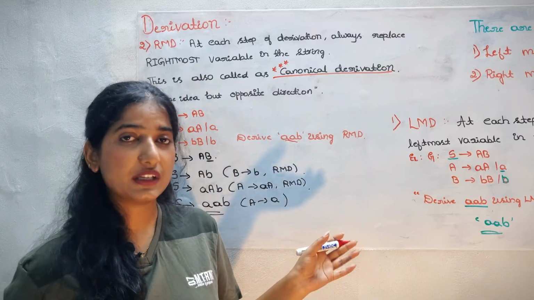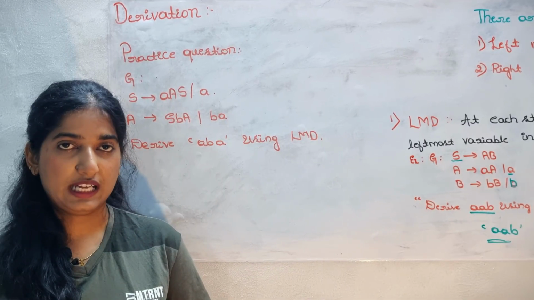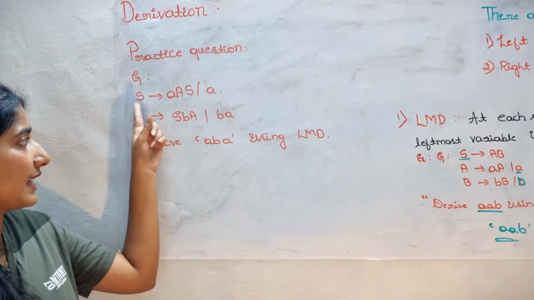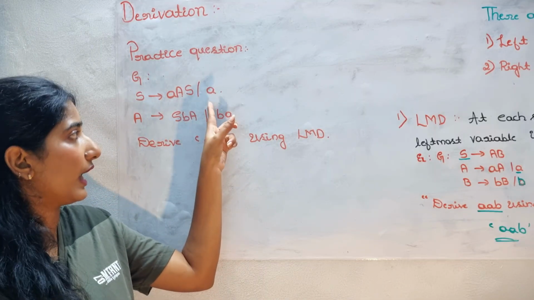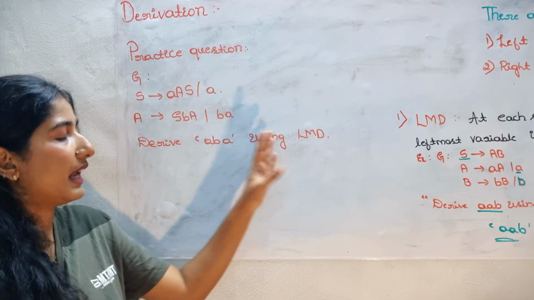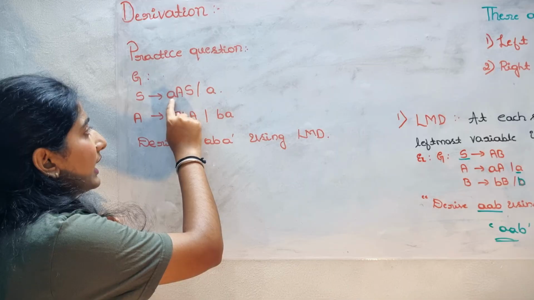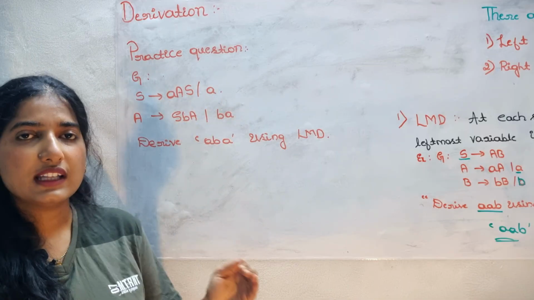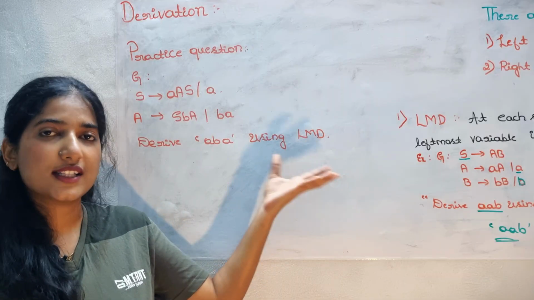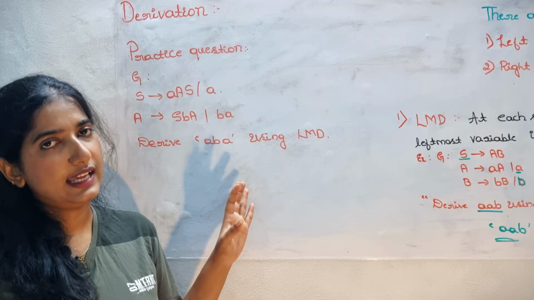Okay, so now let me give you one assignment question. I am giving this practice question for you guys. So you just solve this, okay? So the grammar goes like this: S derives AAS or A, and A derives SBA or BA. So derive ABA using LMD. Start with the start symbol S. Choose whether to take AAS or A, okay, and then solve it using the production rules, that is using LMD. If you got the answer, answer it in the comment section. If you didn't get the answer, I will help you out, okay.